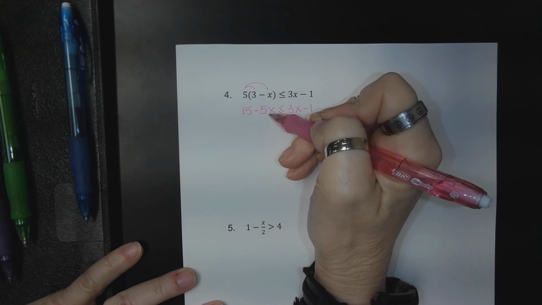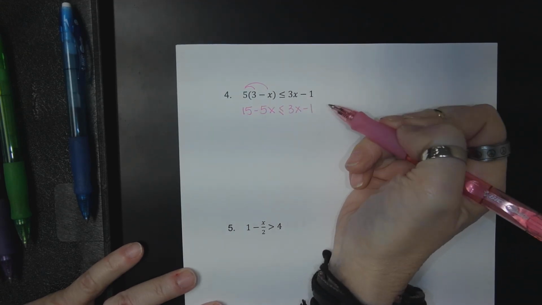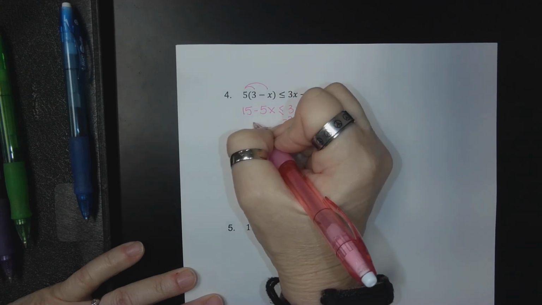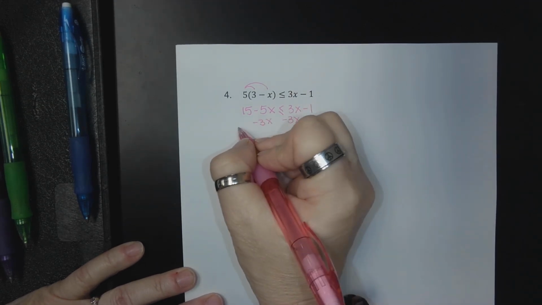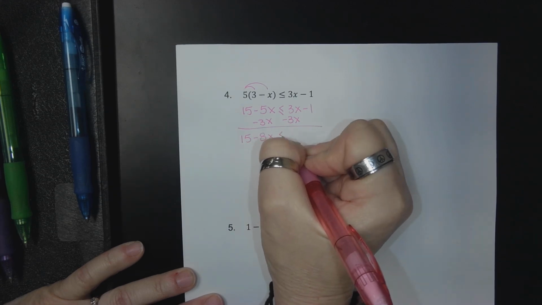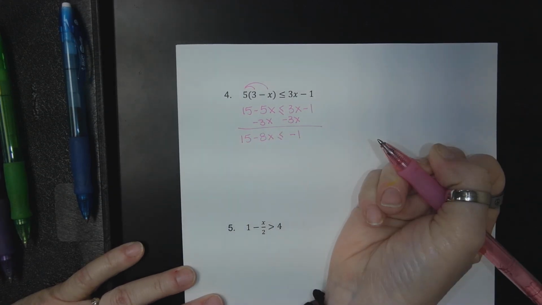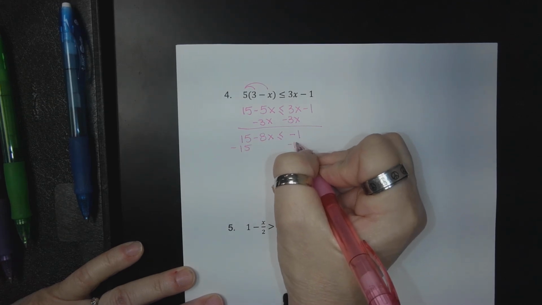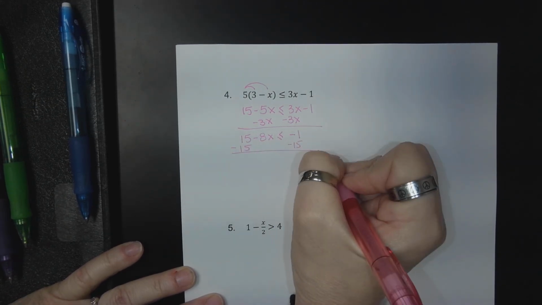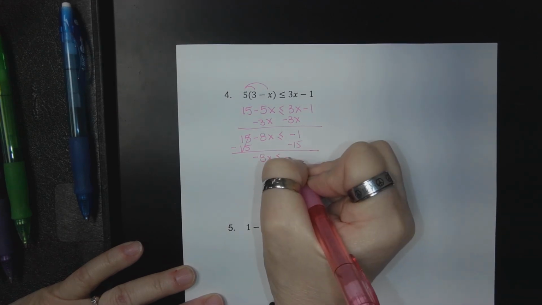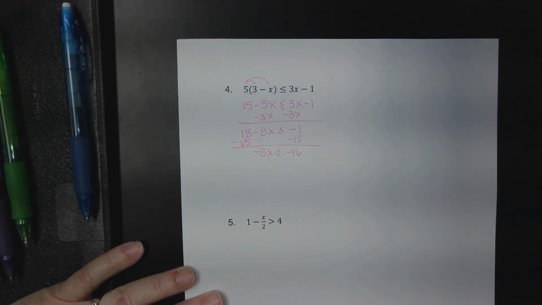So now we can get our x's on the left-hand side, constants on the right. Let's do that. So we'll subtract 3x. It's going to give us 15 minus 8x less than or equal to negative 1. And let's subtract 15 on both sides. So what you do to one side, you have to do to the other. These cancel. To negative 16.